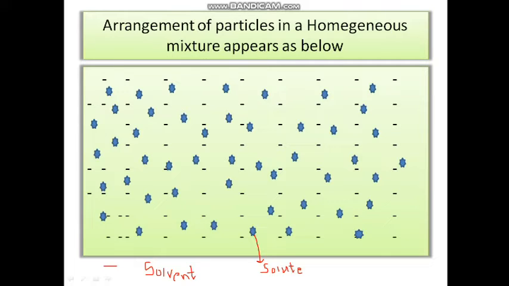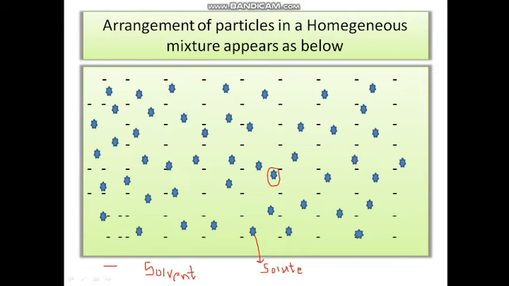While in case of heterogeneous, those star mark symbols are not aggregated at a particular position. That is, a few solute particles are aggregated at one position and a few more particles are arranged somewhere else. Therefore, in case of homogeneous, the solute particles are distributed uniformly throughout the system.